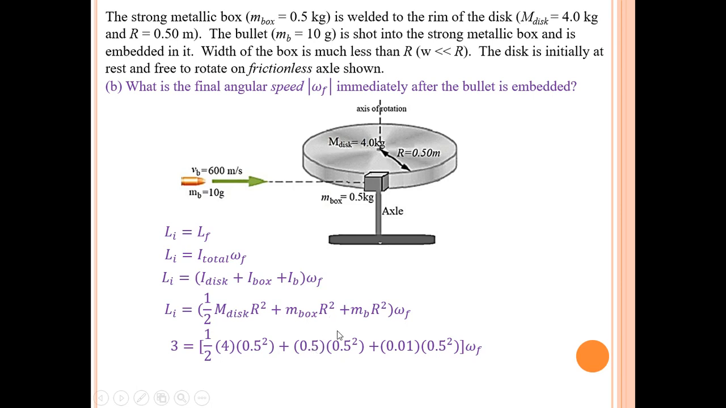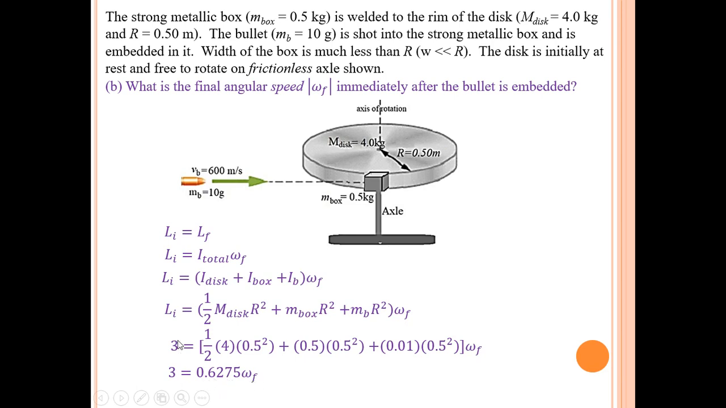The radius here, the distance from where the object is to where the axis of rotation is, is a distance of r as well, which is 0.5 squared. And then the mass of the bullet, once again, it's in kilograms here, 0.01 kilogram. And that is also a distance of 0.5 squared because it is stuck to the box, which is on the outer edge relative to the axis of rotation. So in this statement, the only thing we have unknown is our omega. If you punch in all your calculator work, you should get the summation here at 0.6275.